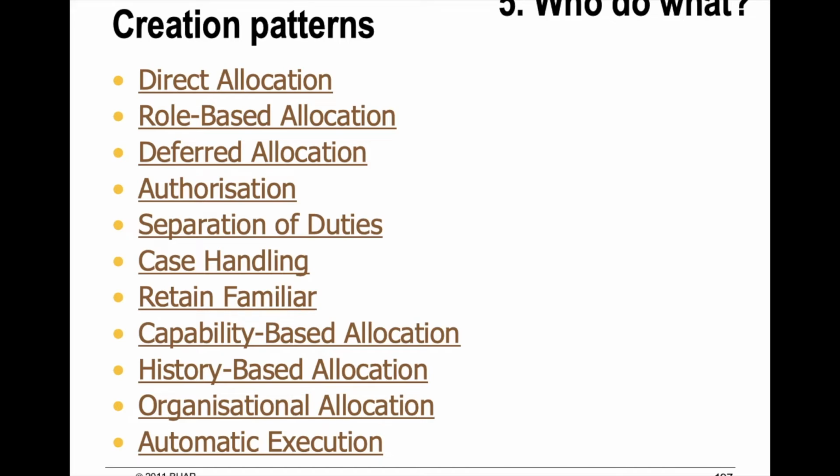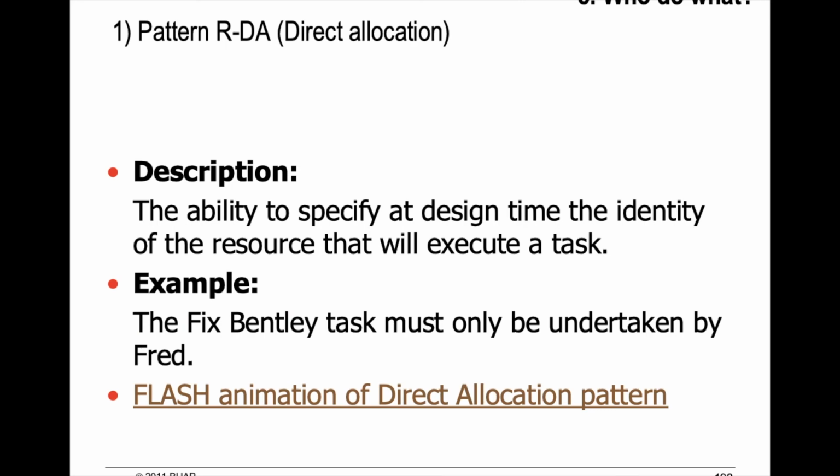So the patterns are to see how and who is going to do the activities, and we have several patterns. All these patterns are related to the literature review. So we have direct allocation, role-based allocation, deferred allocation. We'll see one by one in detail. The direct allocation is the ability to specify at design time the identity of the resource that will execute the task. For example, the fix Bentley task must be only undertaken by Fred.